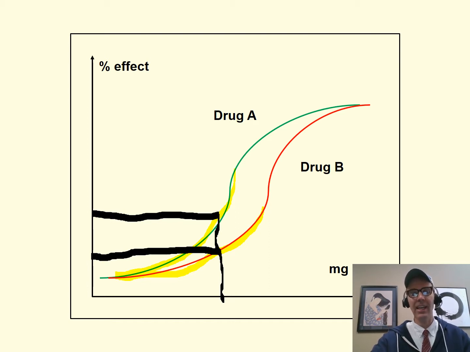So drug A is more potent than drug B at just about any dose. Maybe at really low doses and really high doses, the potency is equivalent, but at most doses we can look at, more people are getting the effect from drug A than are getting the effect from drug B. So the answer to our question is drug A.